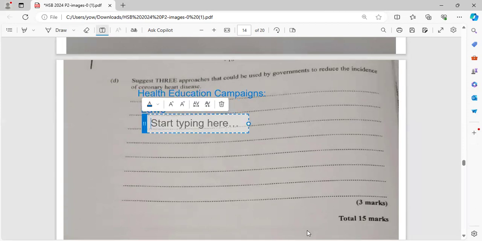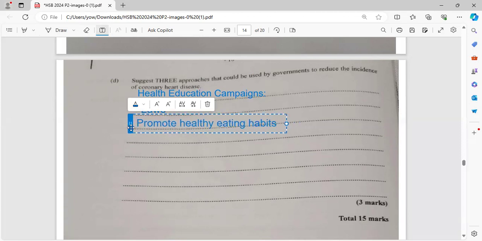And we can think about the lifestyle, the food, right? They can promote healthy food, promote healthy eating habits. All right. So those are 3 ways, and there are a lot more, guys, you can think about.